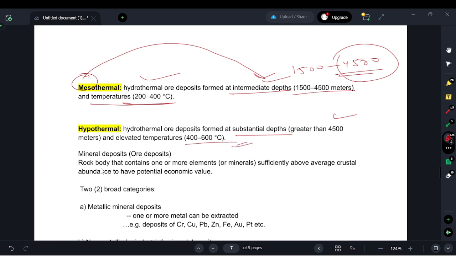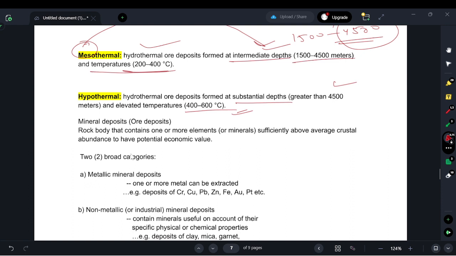Now the terms we use are, for example, the mineral deposit or the ore deposit. What is an ore deposit? It is a rock body that contains one or more elements, or a mineral, which is sufficiently above the average crustal abundance, and it should also have potential economic value. That is, it should be economically extractable from the crust.